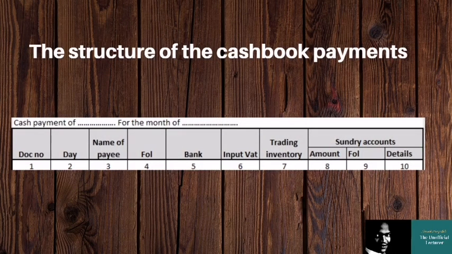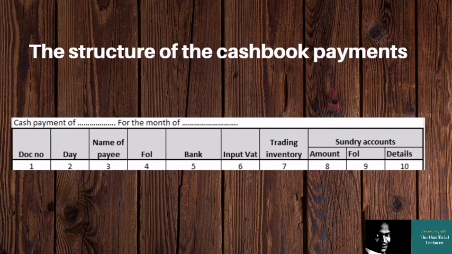Now here we have the structure of a cash book of payments. Number 1, obviously, is your document number. Number 2 is the day on which the transaction took place. Number 3 is the name of the payee. Number 4, this column is only used when we make a payment to a creditor.